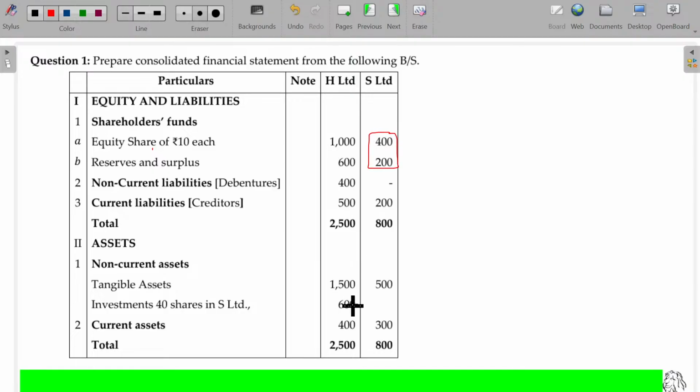What is the amount paid by H Limited for acquiring this company's shares? How many shares are there? 10 rupees each. 400 means 40 shares. Entire 40 shares purchased by H Limited in S Limited by paying how much? 600 rupees. Net worth is 600. Payment made is 600. Cancel that. Rest you can add up directly. 1000, 600, 400, 700, 2000 and 700. This is the consolidated balance sheet. So simple. Is that clear? Anyhow, we just follow the formats here. Clear? So simply knocking off the parallel values.